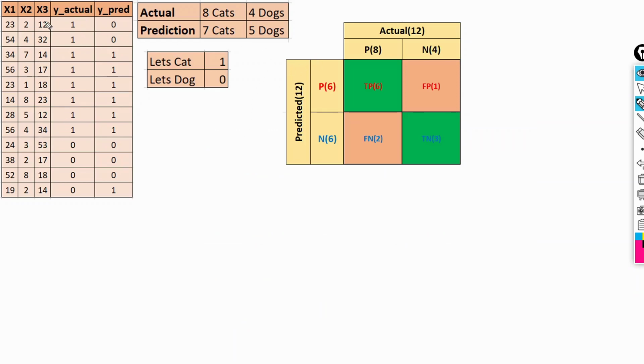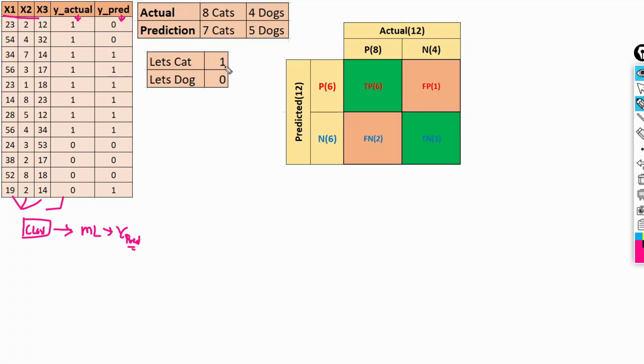This is the data set we have. By using this data set, we have to create a prediction model. It means we have to create a classification model where we classify dogs and cats. These three are the input variables, this is the actual output variable, and this is the predicted output variable. Using the three input variables and the output variable, we create a classification model, and using this model, we predicted these values.